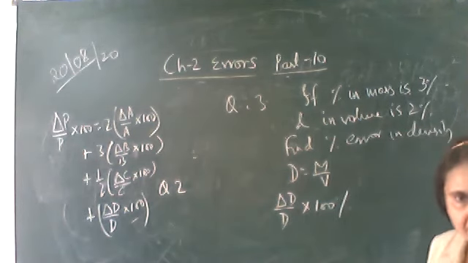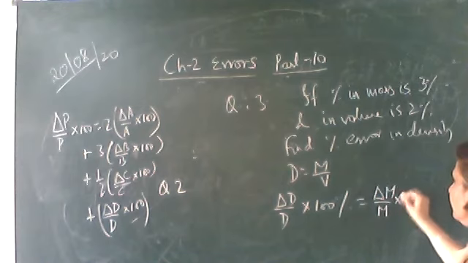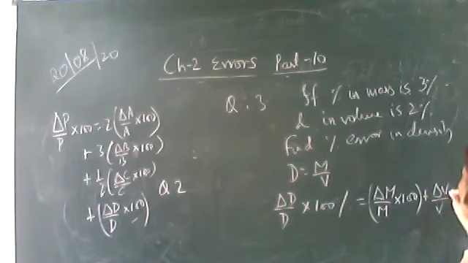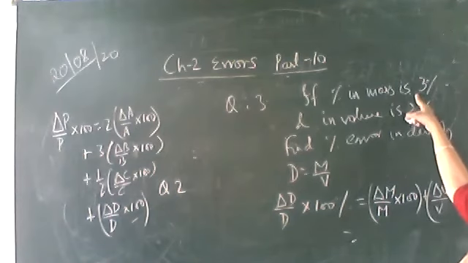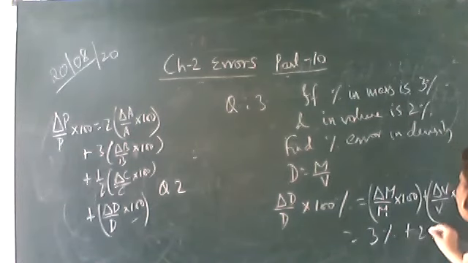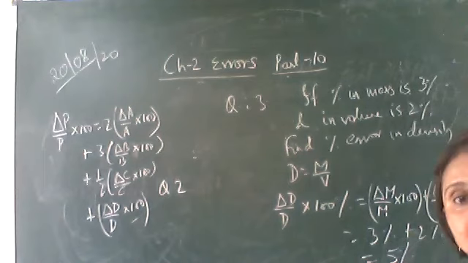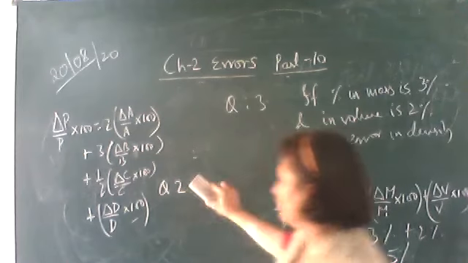We'll get the percentage error in density, which will be equal to delta M upon M into 100 plus delta V upon V into 100. This is the percentage error in mass, which is given as 3%, and this is given as 2%. So the percentage error in density is 5%. Everyone getting this answer? Yes, ma'am. Okay, very good.